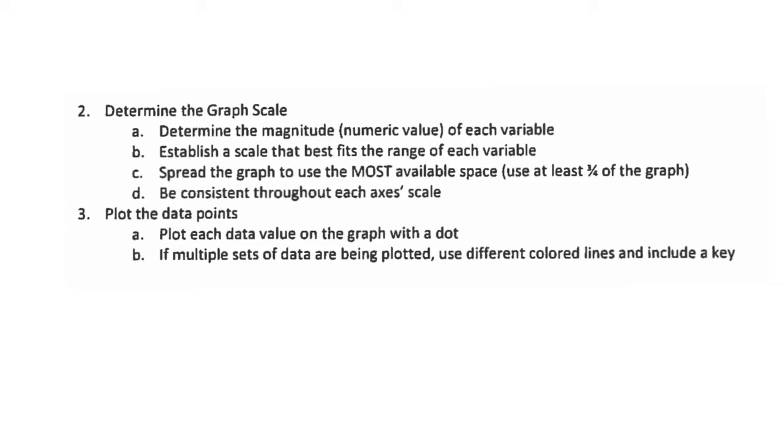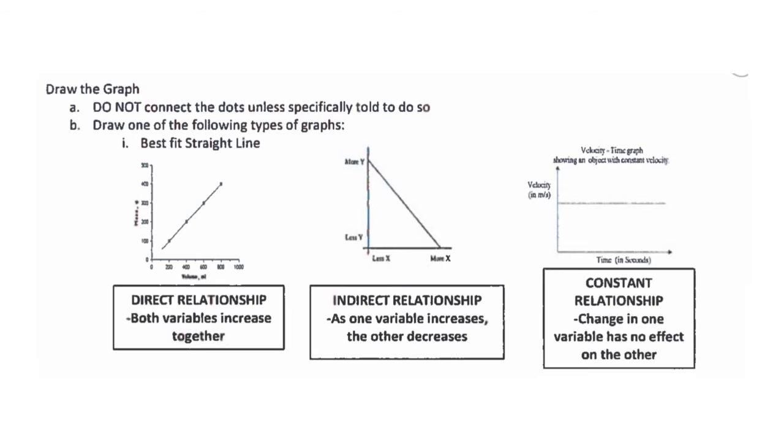So real quick, remember when you're graphing, you got to determine a scale. Pick a numeric value that makes sense, like counting by 1s, 2s, 3s, 4s, 5s, 10s, halves if you need to. Make sure you use the same scale the entire time. Spread the graph out. Okay, you want to use most of the available space and make sure you're consistent on both of your axes, and then you plot each data point.